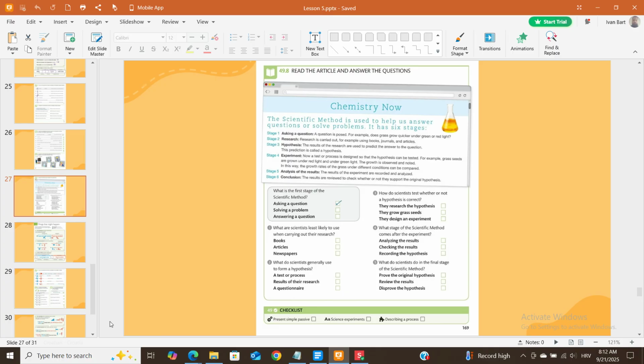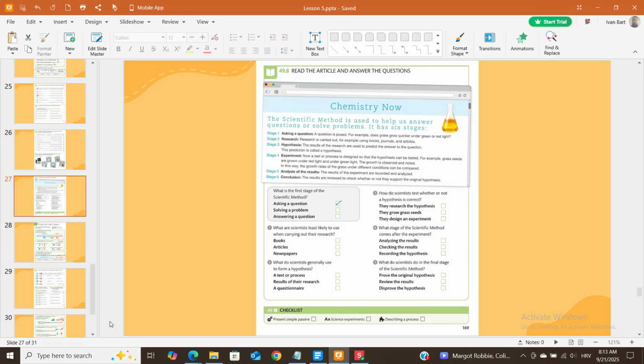Scientific method. What is the first stage of the scientific method: asking a question, solving a problem, answering a question? What are scientists least likely to use when carrying out their research: books, articles, newspapers? What do scientists generally use to form a hypothesis: a test or process, the results of their research, a questionnaire? 3 How do scientists test whether or not a hypothesis is correct? They research the hypothesis. They grow grass seeds. They design an experiment.